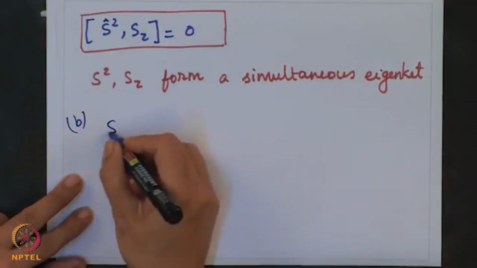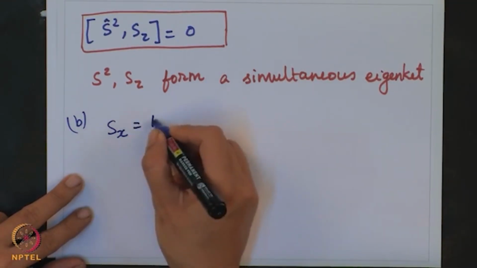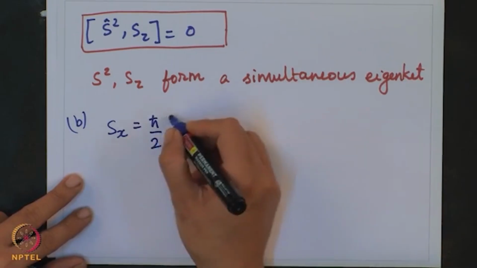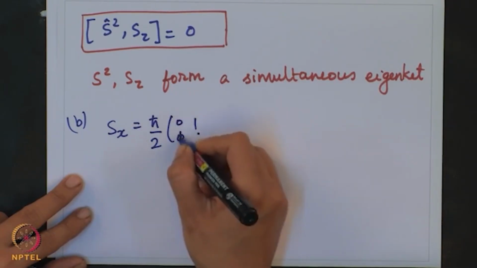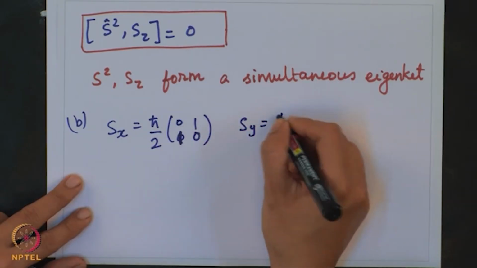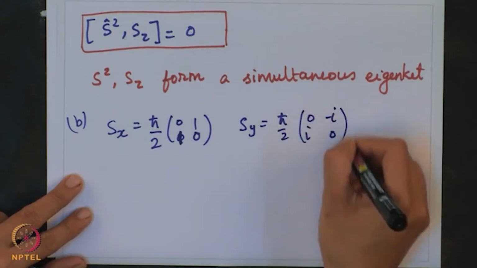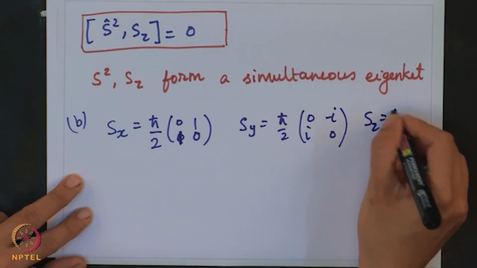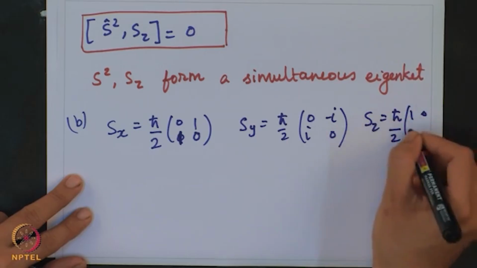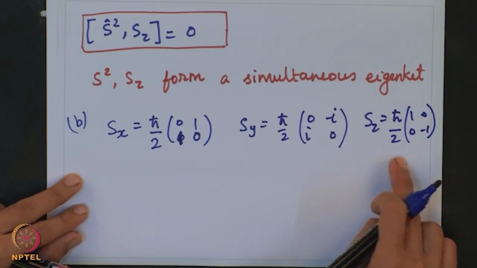So, B part, now you can write Sx in terms of Pauli matrices. We have seen that Sx is ħ/2 times the matrix 0 1, 1 0, Sy is ħ/2 times 0 -i, i 0, and Sz is ħ/2 times 1 0, 0 -1. See, Sz is a diagonal matrix.